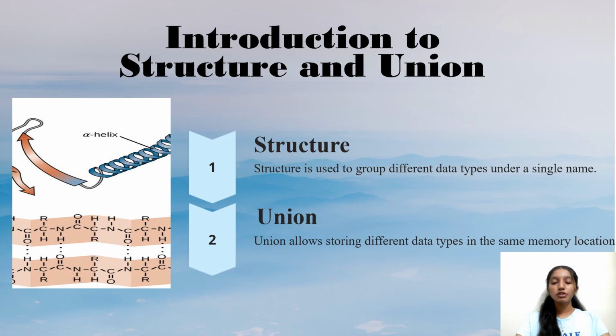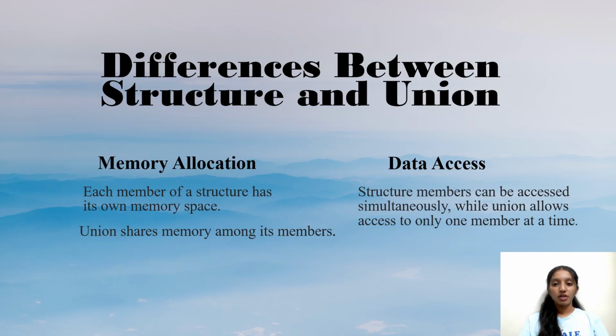Now, introduction to structure and union. Structure is used to group different data types under a single name. It is a user-defined data type. The struct keyword is used to define the structure. The items in the structure are called its members and they can be of any valid data type. Union allows storing different data types in the same memory location. We can define a union with many members, but at a given point of time, only one member can contain a value.